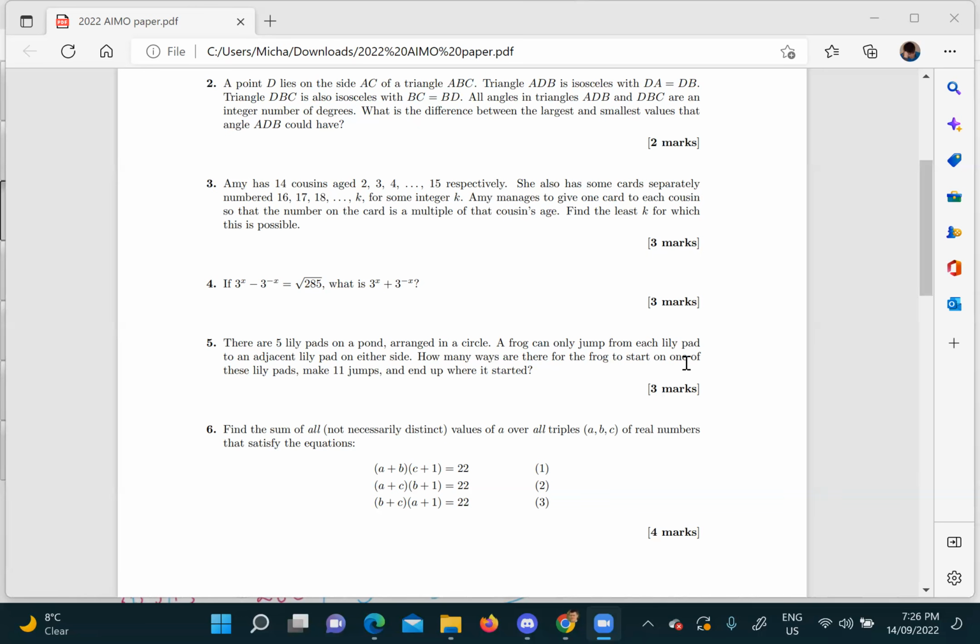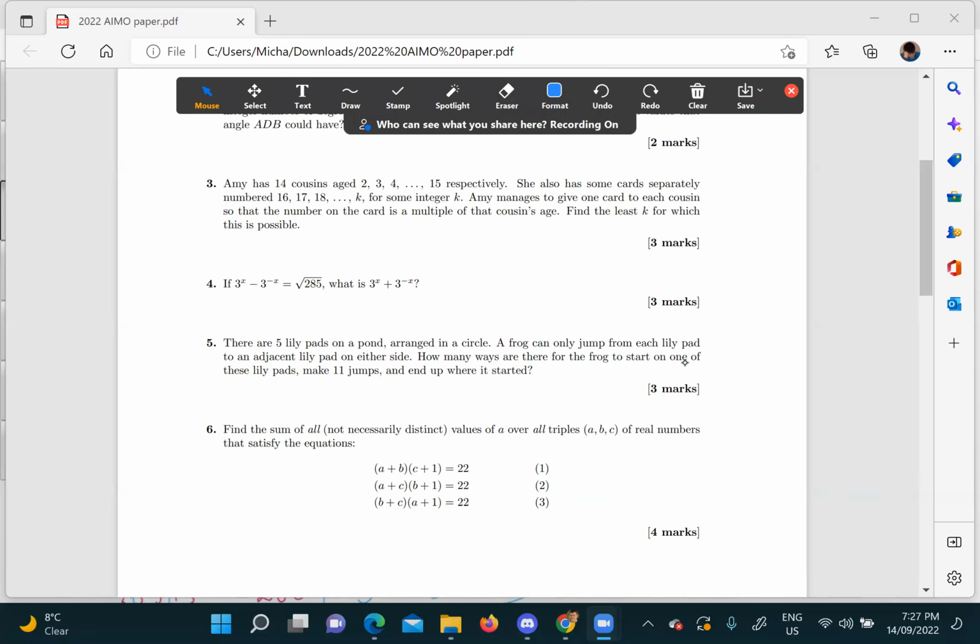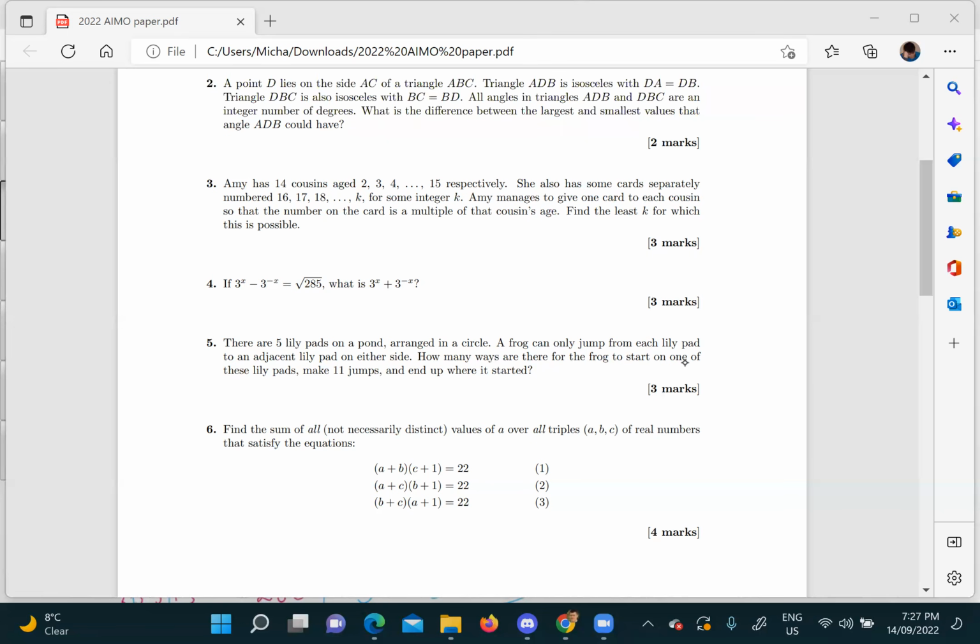So there are 5 lily pads on a pond. It sounds very innocent, doesn't it? And then it's arranged in a circle. So how I did this question was... wait, we haven't even got what the question is yet. I doubt it's 10. So 5 lily pads. What's a lily pad? It's the thing the frog stands on and jumps on. Yeah, but they're usually round.